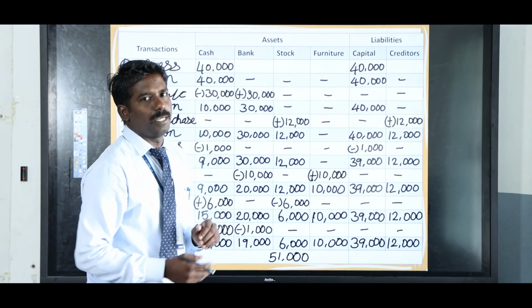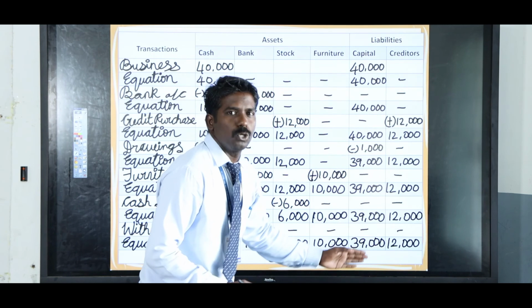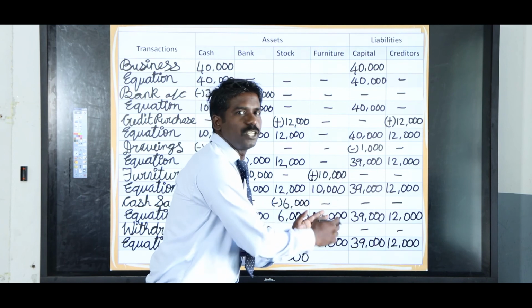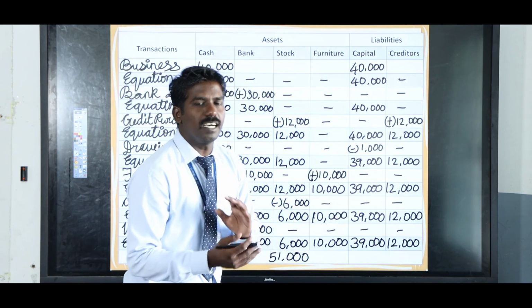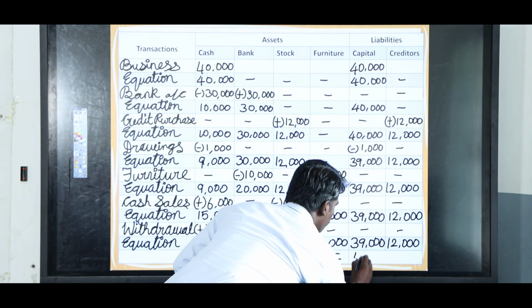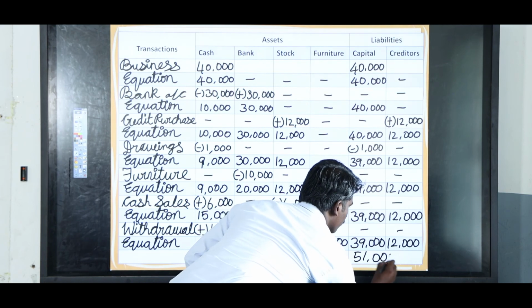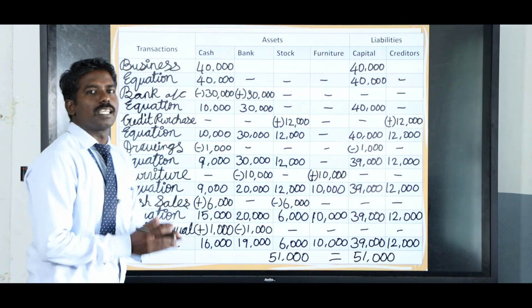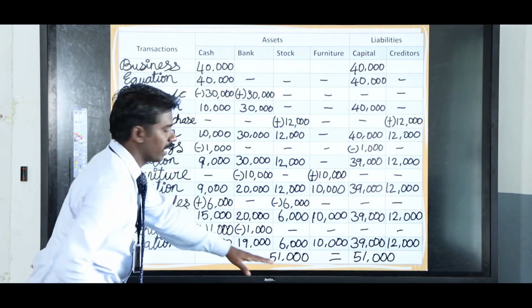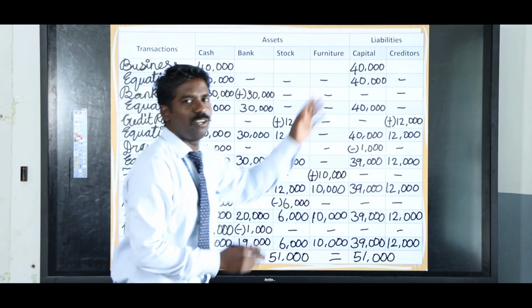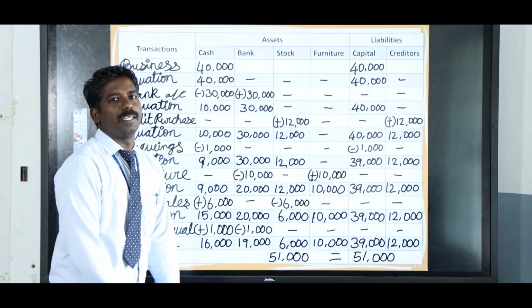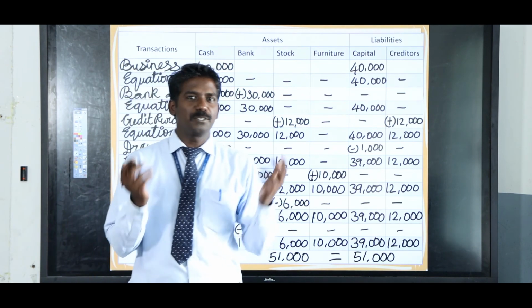Then move on to the liability side. The capital value shows 39,000 rupees and the creditors value shows 12,000 rupees. So 39,000 rupees plus 12,000 rupees altogether shows how much? 51,000 rupees. So write equal to 51,000 rupees. In this problem, the assets are always equal to the liabilities of the business organization. So the total value of assets shows 51,000 rupees. The total value of liabilities shows 51,000 rupees. So assets are equal to liabilities. With that, we complete the exercise number 2 solution.